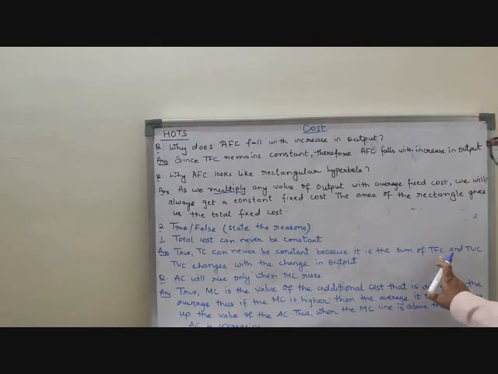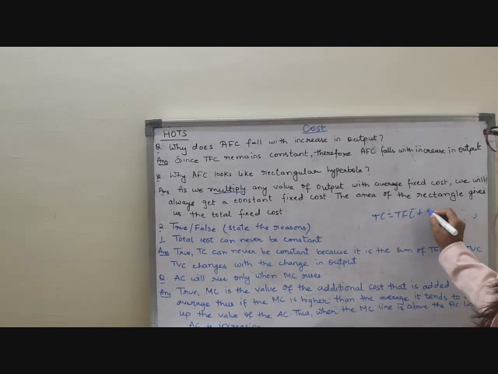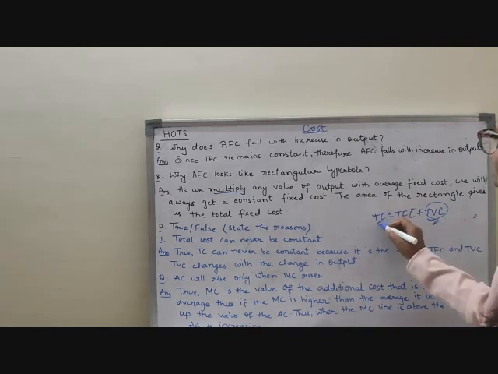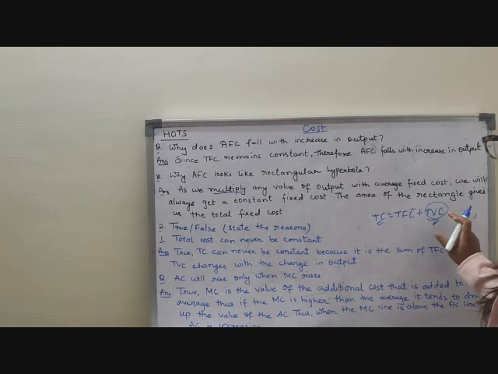Because it is the sum. Total cost is the sum of total fixed cost and total variable cost. Isn't it? So the TVC changes with the changes in the output. So if TVC changes, then how can total cost be constant? It can never be constant because it has total fixed cost and total variable cost, where total variable cost changes with the change in the output. So total cost also changes. Clear, children? This much.